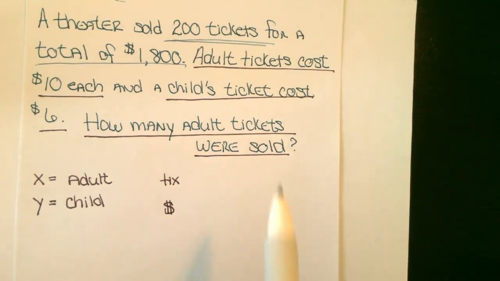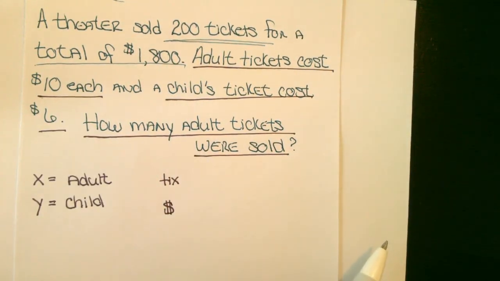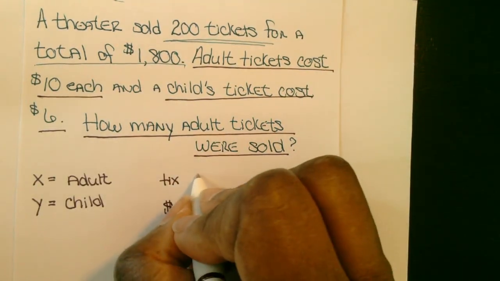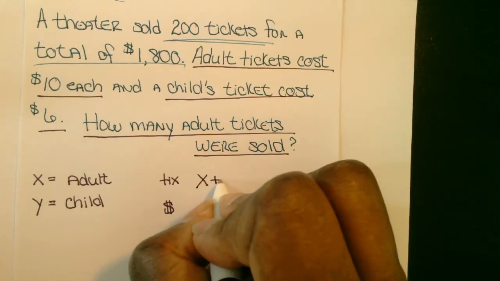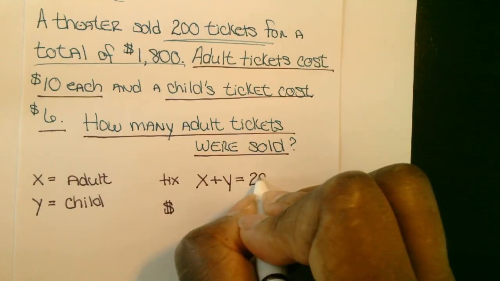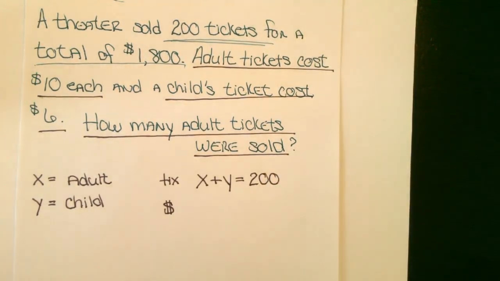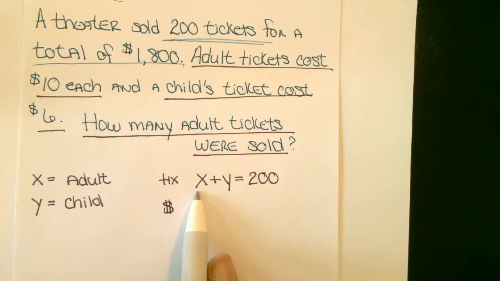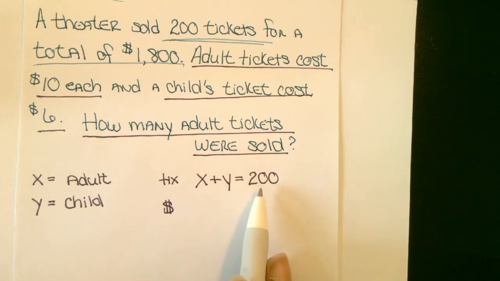So they said they sold 200 tickets. Okay, we know there's adult tickets and there's a child ticket. So my first equation is going to be x plus y equals 200. So my adult tickets plus my child's tickets is a total of the 200. Okay?